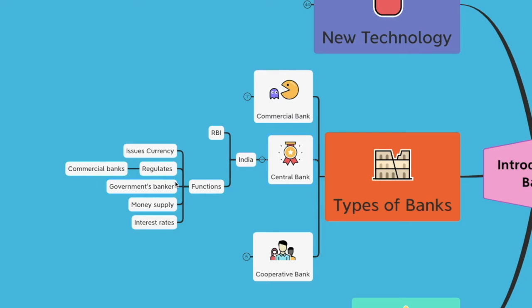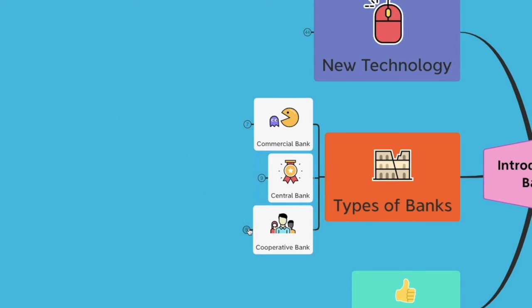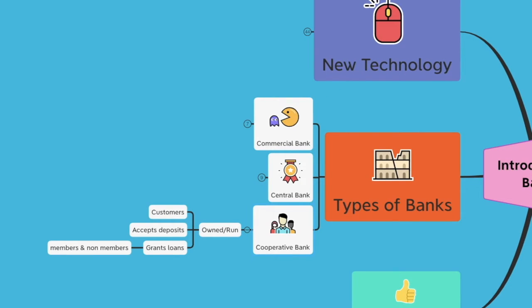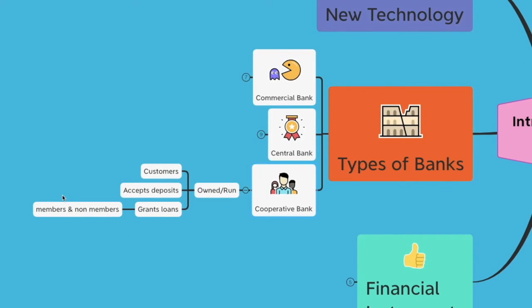It looks after the money supply and it also regulates the interest rates of different banks in India. So basically it looks after everything with regards to the bank. So you can say it is the boss of all the banks. Okay, so central bank, that's the RBI. And the third type of bank is the cooperative bank. Now it is owned and run by the customers themselves. It accepts deposits and also grants loans to members and non-members. So these are the 3 types of banks.